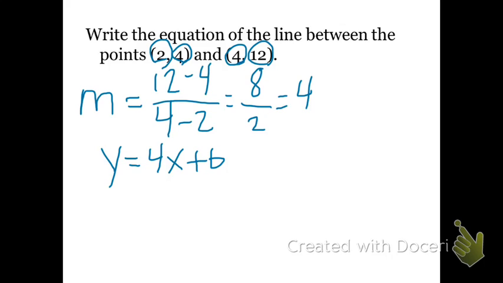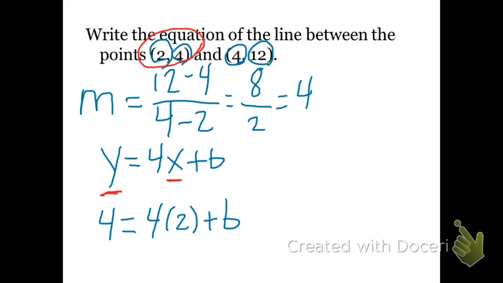We can choose either of the 2 points that they give us, (2, 4) or (4, 12), to plug in for x and y to help us solve for b. It doesn't matter which one, but I always think it's a good idea to use whatever numbers are easier to work with, in this case the smaller numbers. So I'm going to plug in a 4 for y and a 2 for x. I'm using this first point that they give me, (2, 4).